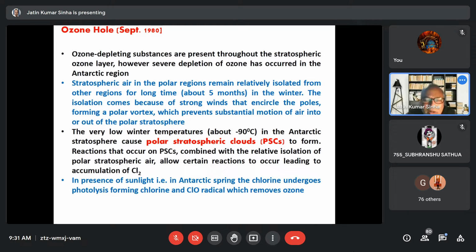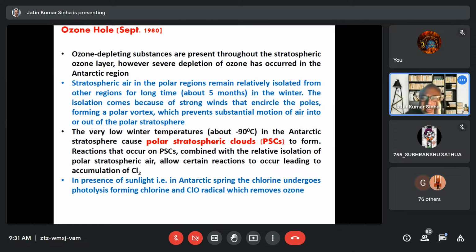Now, what is the history behind it? When we started to observe that there is depletion in the ozone layer, what is the reason for that? These ozone depleting substances are present throughout the stratospheric ozone layer. However, severe depletion of ozone has occurred in the Antarctic region. So, what is the reason for that?